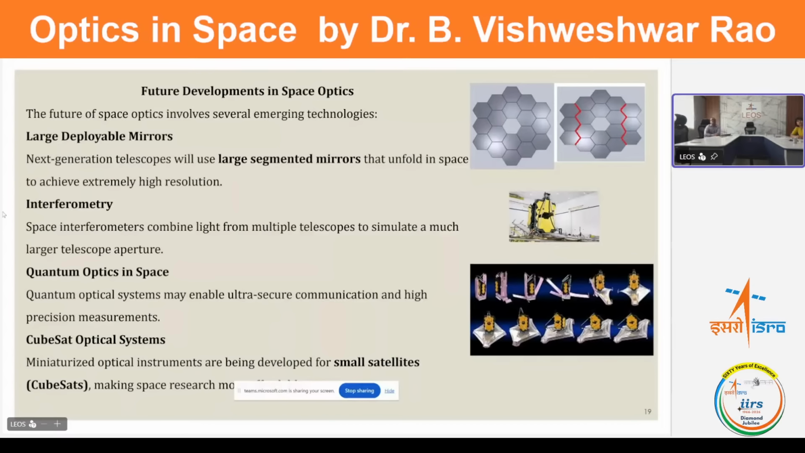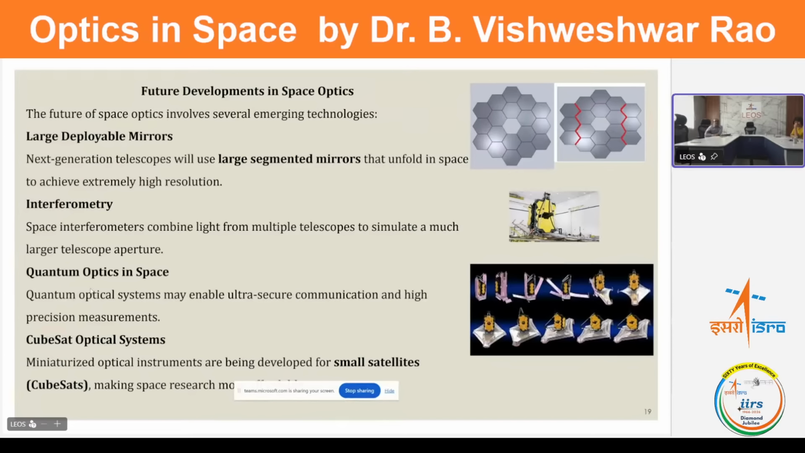And another technique is space interferometers, where we can combine multiple telescopes to simulate much larger telescope apertures. An array of telescopes can be placed in a particular order, and then we can combine all those images from the multiple telescopes to simulate a much larger telescope.